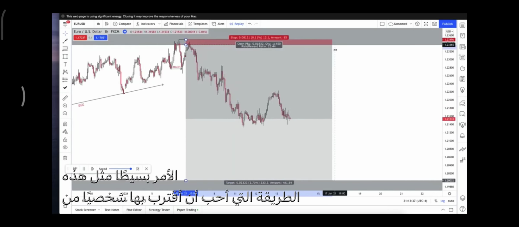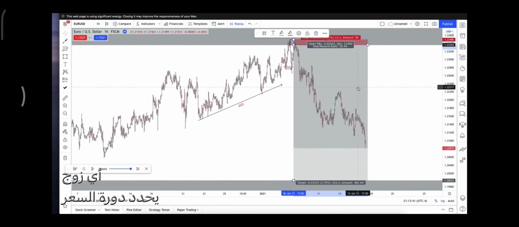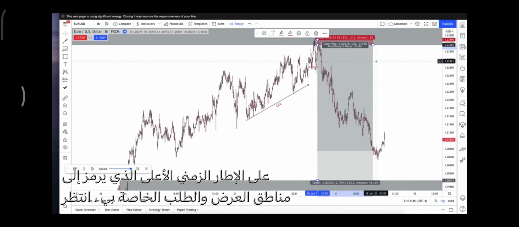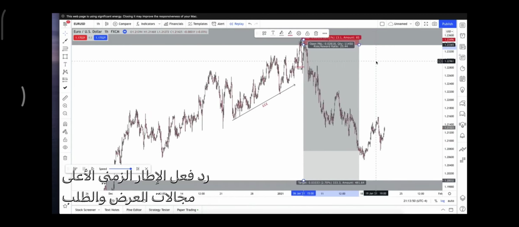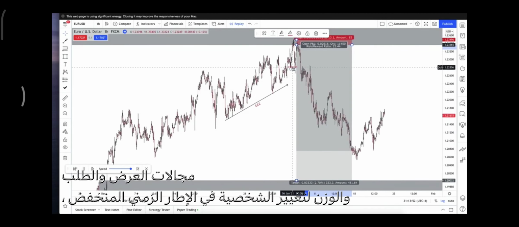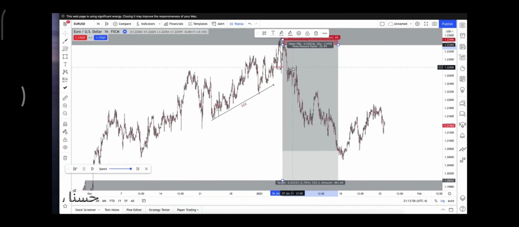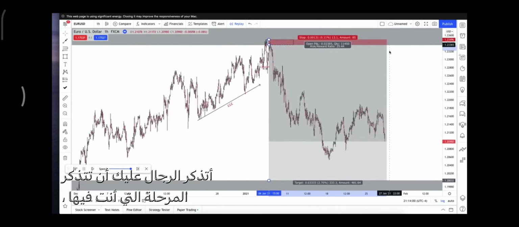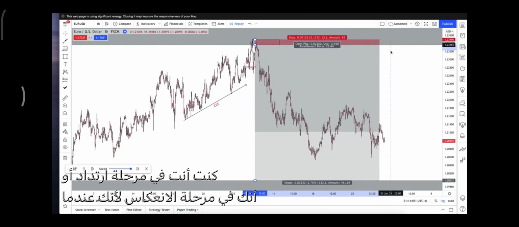That's how I personally like to approach any pair. Mark out the price cycle on the higher time frame, mark out my areas of supply and demand, wait for a reaction off the higher time frame areas of supply and demand, and then wait for a change of character on the lower time frame. Then I'll get in on that confirmation entry. Okay? And remember guys, you have to remember what phase you're in. Make sure you're identifying whether you're in a retracement phase or in that reversal phase.